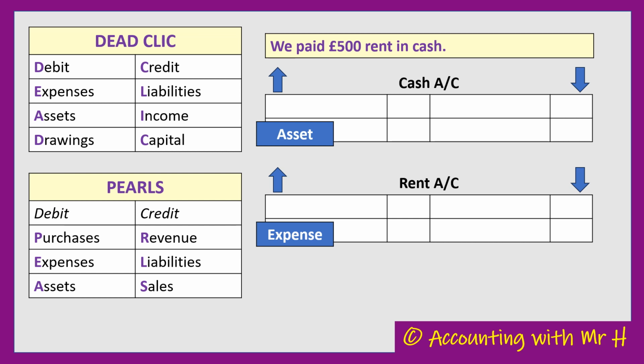So £500 rent in cash was paid. We've spent cash, so that means we are reducing the asset of cash. So I'm going to need to record that on the credit side. And the rent account, at the moment, my T account is empty for rent. Well, I now need to increase the amount of rent we've paid. We need to show that we have paid £500 rent. So to increase the value of this expense account, I need to record it on the debit. And the narratives, remember, are just the name of the opposite account. So in the cash account, I've recorded rent, and then in the rent account, I've recorded cash.